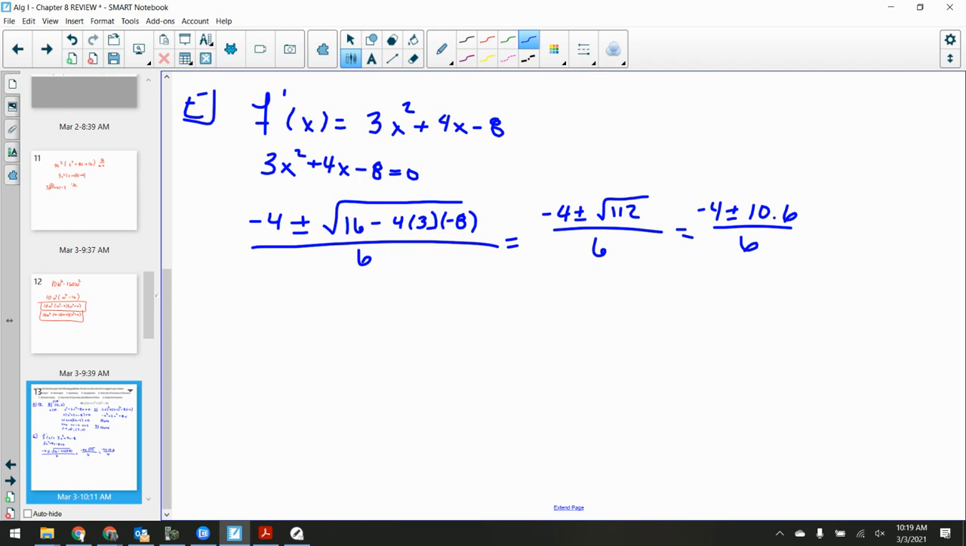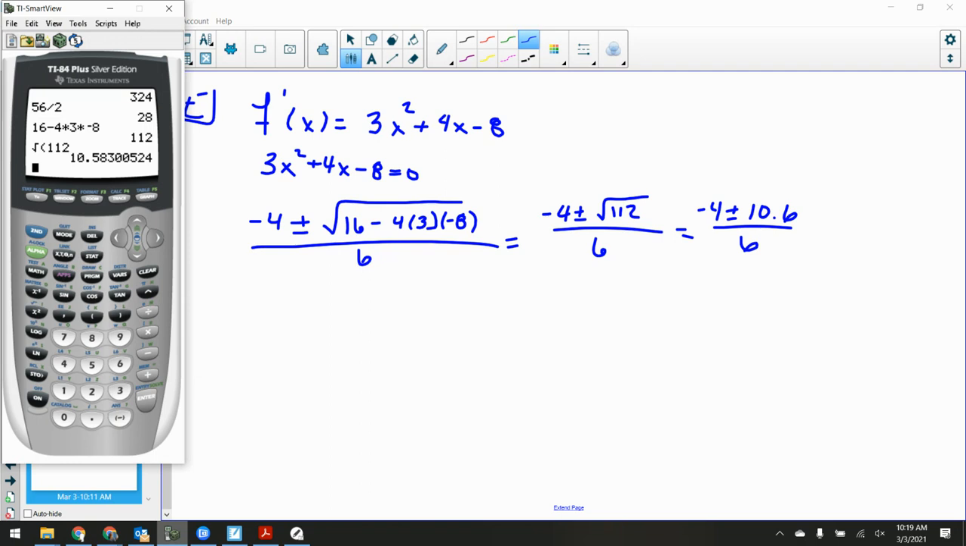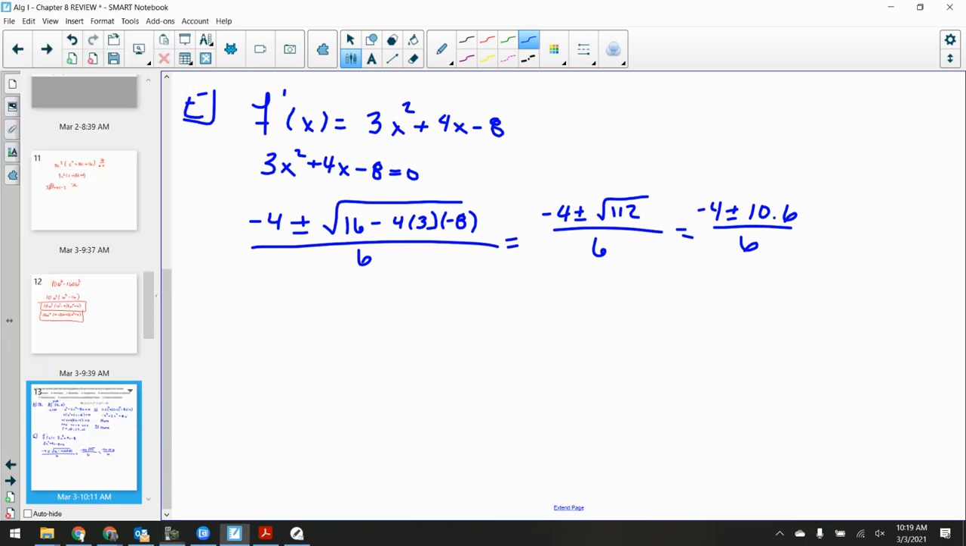Okay, good. In the same spot. Negative 4 plus or minus 10.6 all over 6. So I say negative 4 plus 10.6, divided by 6, 1.1. So x is 1.1.